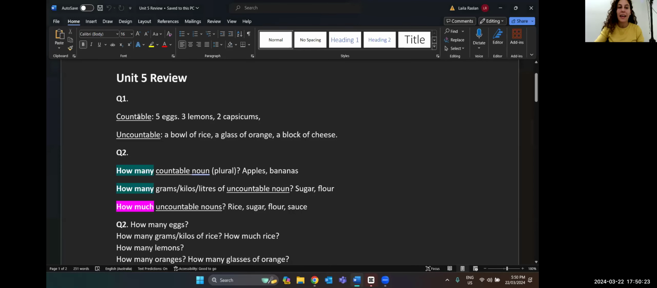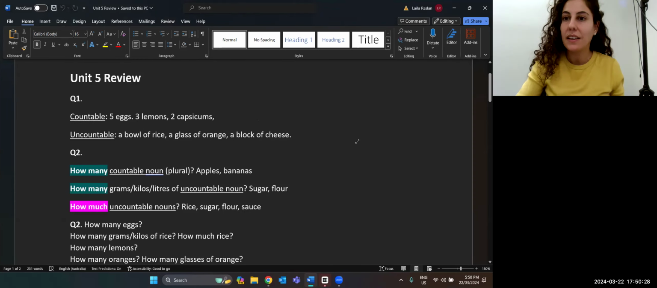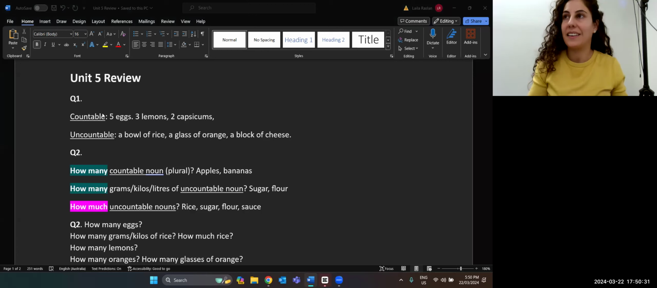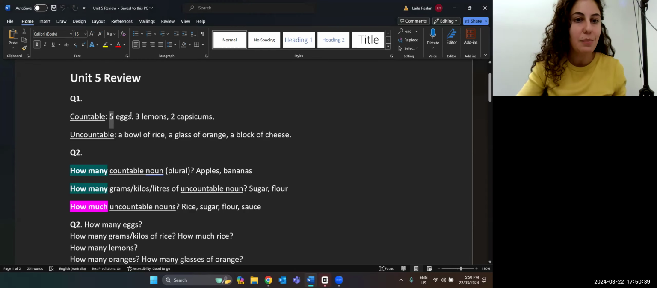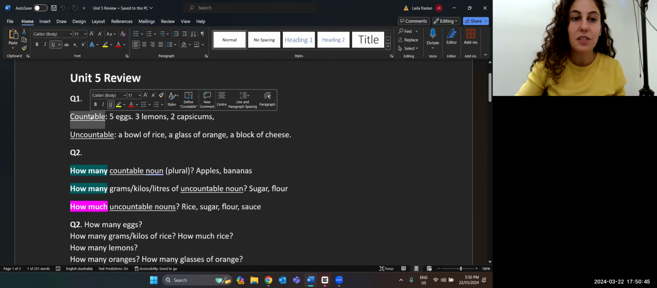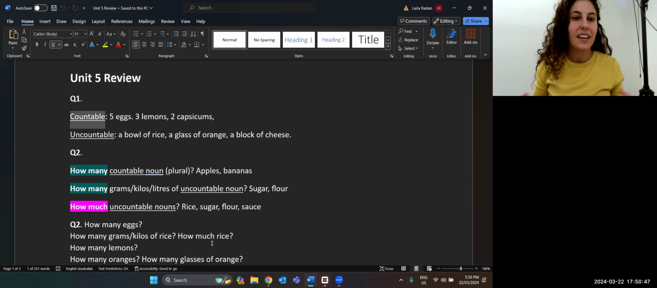So that's especially our nouns. And if you remember, we've got countable and uncountable nouns. So that means if I'm talking about one egg, or 5 eggs, or 3 lemons, or 2 capsicums, because you could see that there's a number here, it could be any number, it means it's a countable noun. So 5 eggs, 10 eggs, 20 eggs, whatever. That is a countable noun because I can count it. 1, 2, 3, 4, 5.